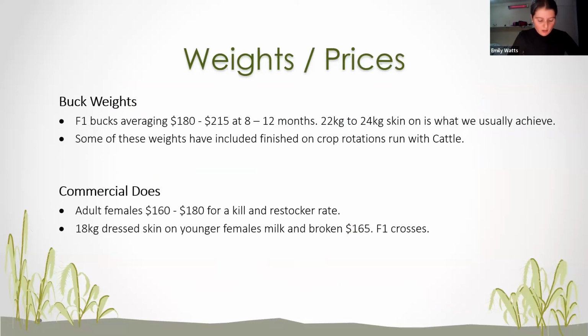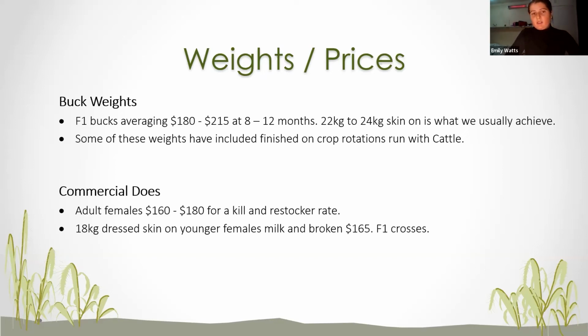By utilising boar genetics, we see a much more profitable operation and quicker turnover of our commercial kill bucks. These are just some averages that we've been hitting, especially last year. With our F1s, we were averaging $180 to $215 a head, around 8 to 12 months of age, 22 to 24 kg skin on. We were pretty happy with those results. At the moment, with all this wet weather we've had in our season, we've definitely felt that our weights have dropped back a little bit with our kills.